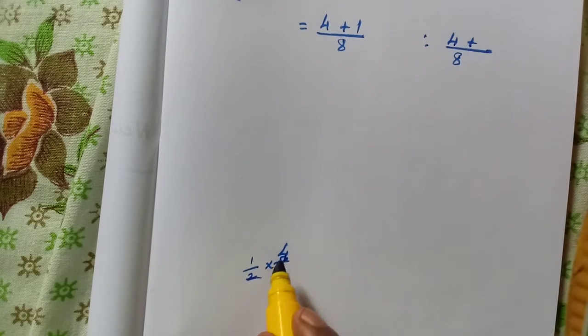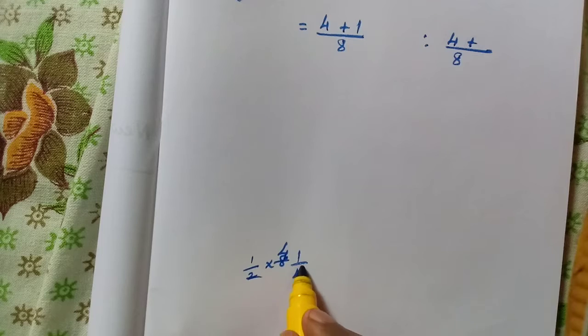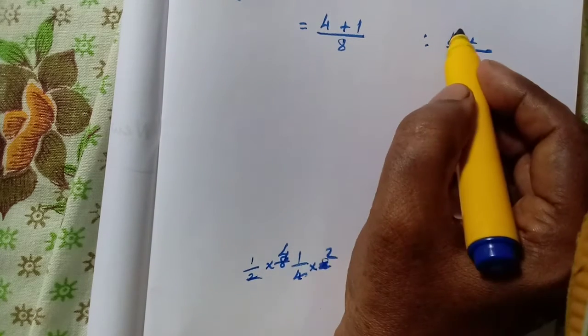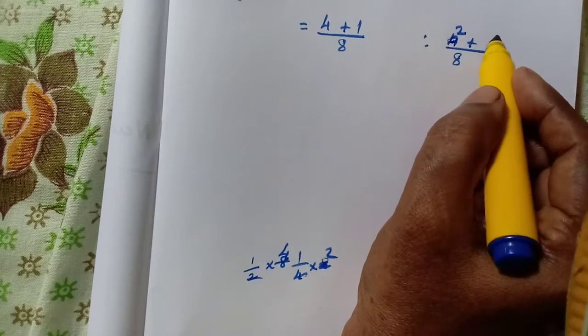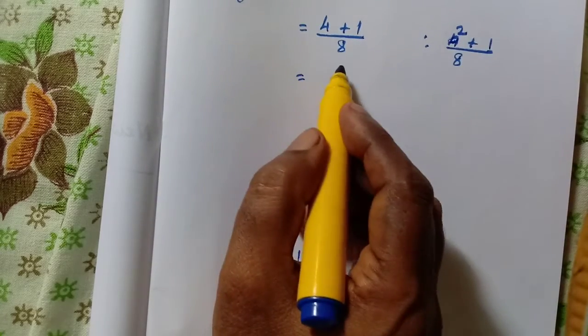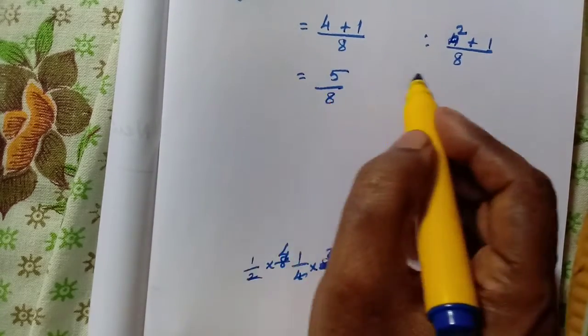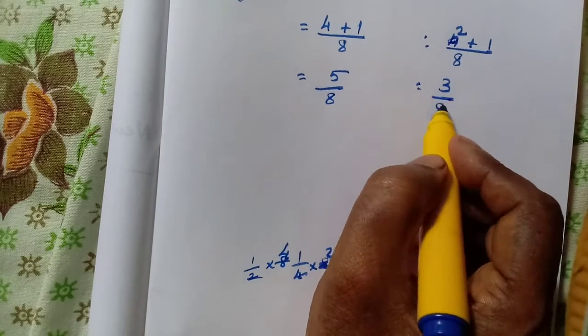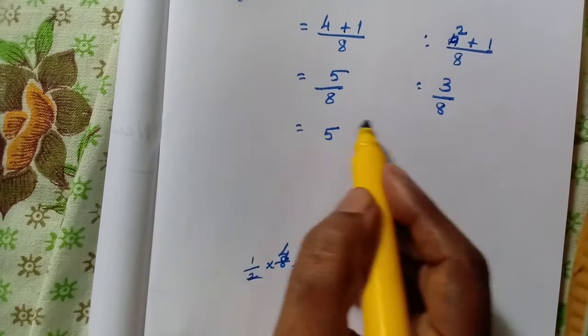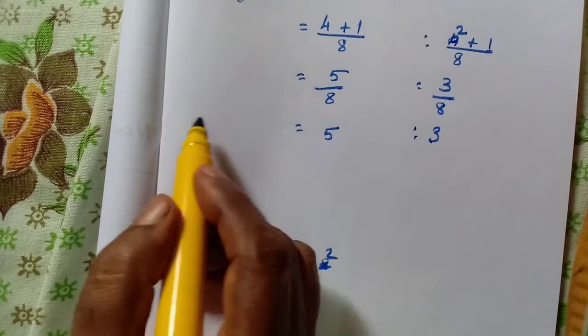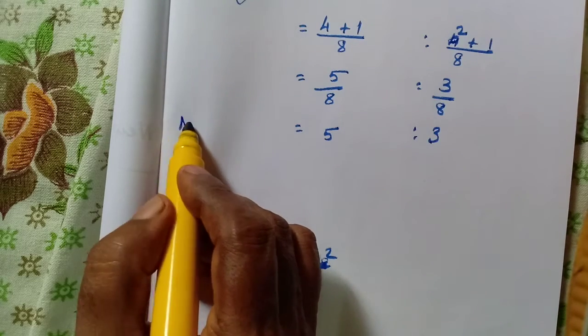No, 1 by 4, isn't it? 1 by 4 into 8. Here 2. So here 2 plus 1. So 5 by 8 and 3 by 8. So what is the ratio? 5 is to 3. This is the new ratio.